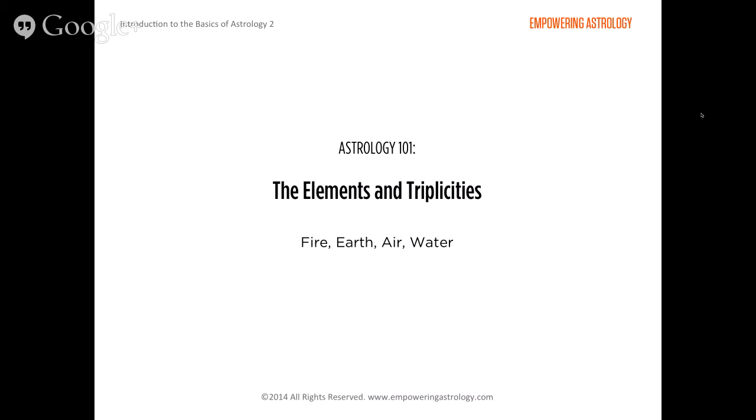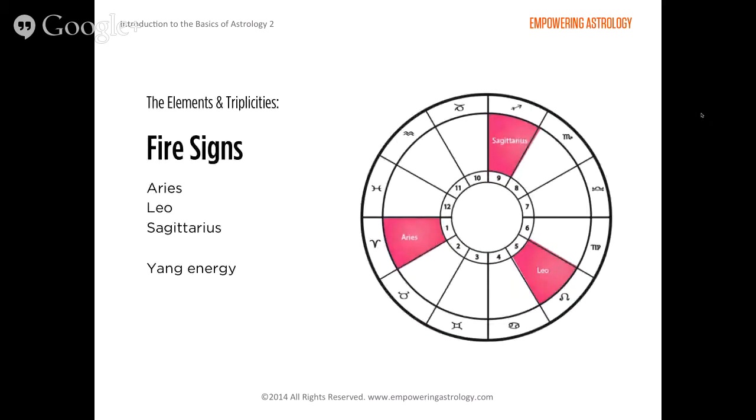The elements, as you can see, are fire, earth, air, and water. Every sign has an element, and that element does not change. So Gemini will always be an air sign. Scorpio will always be a water sign. So what does that mean? Let's take a look. Fire signs, there are 3 of them, and this is where the idea of triplicity comes in. Triple, 3, there's 3 of them. Well, I'll move right along.